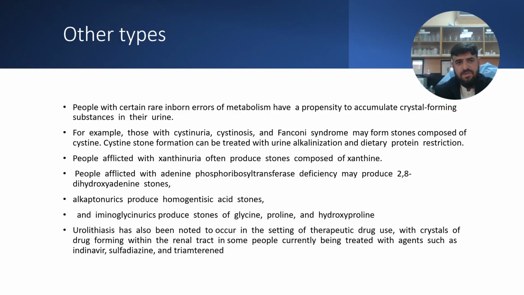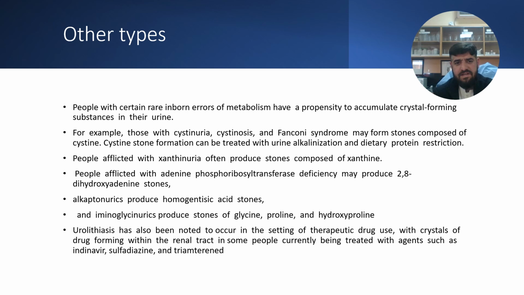There are some other types of the renal stones, like people with certain rare inborn errors of metabolism, especially in the amino acid metabolism, have a propensity to accumulate crystal forming substances in their urine. For example, those with cystinuria, cystinosis, and Fanconi syndrome may form stones composed of cystine. Cystine stone formation can be treated with urine alkalinization and dietary protein restriction.